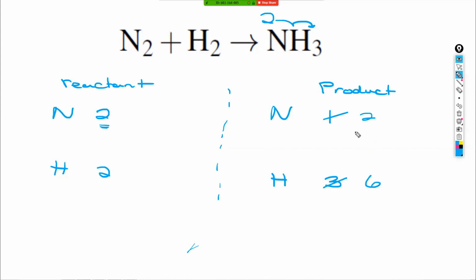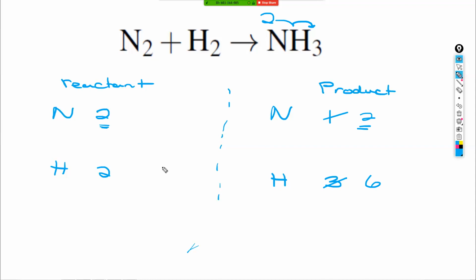Well, that fixed the nitrogen part. See how I have two now here and two here? So that's okay. But what about hydrogen? I'm missing hydrogen on the reactant side. Okay. So I'm going to go find hydrogen. It's right here. I have two. Over here, I have six.